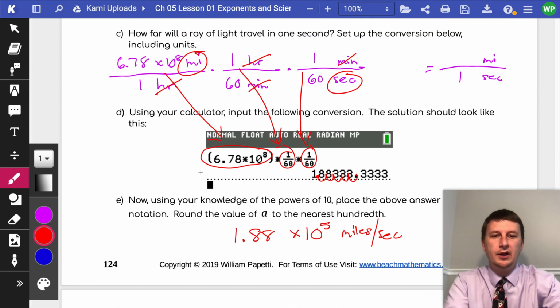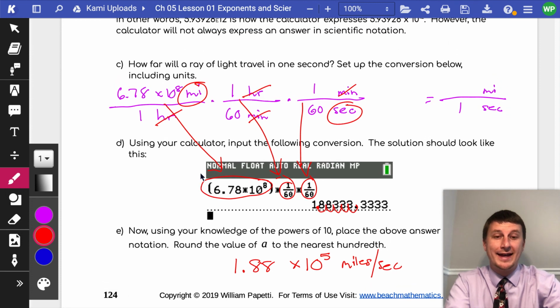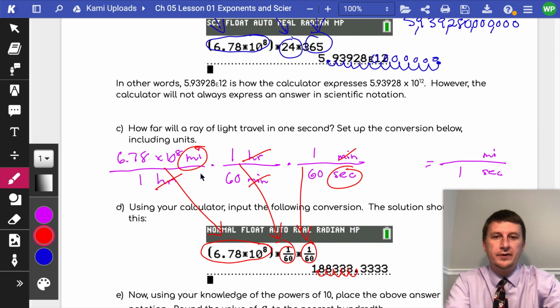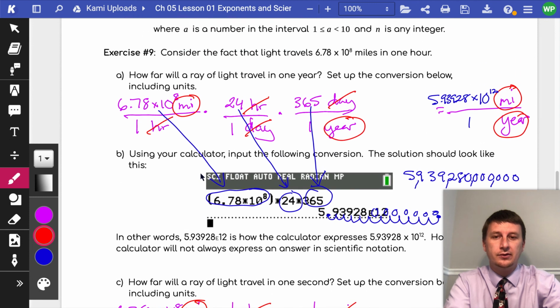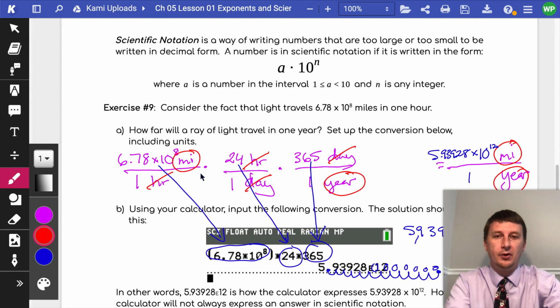So in this video, we looked at scientific notation and conversions all in one exercise, and we learned a great deal, hopefully, about both of these topics.